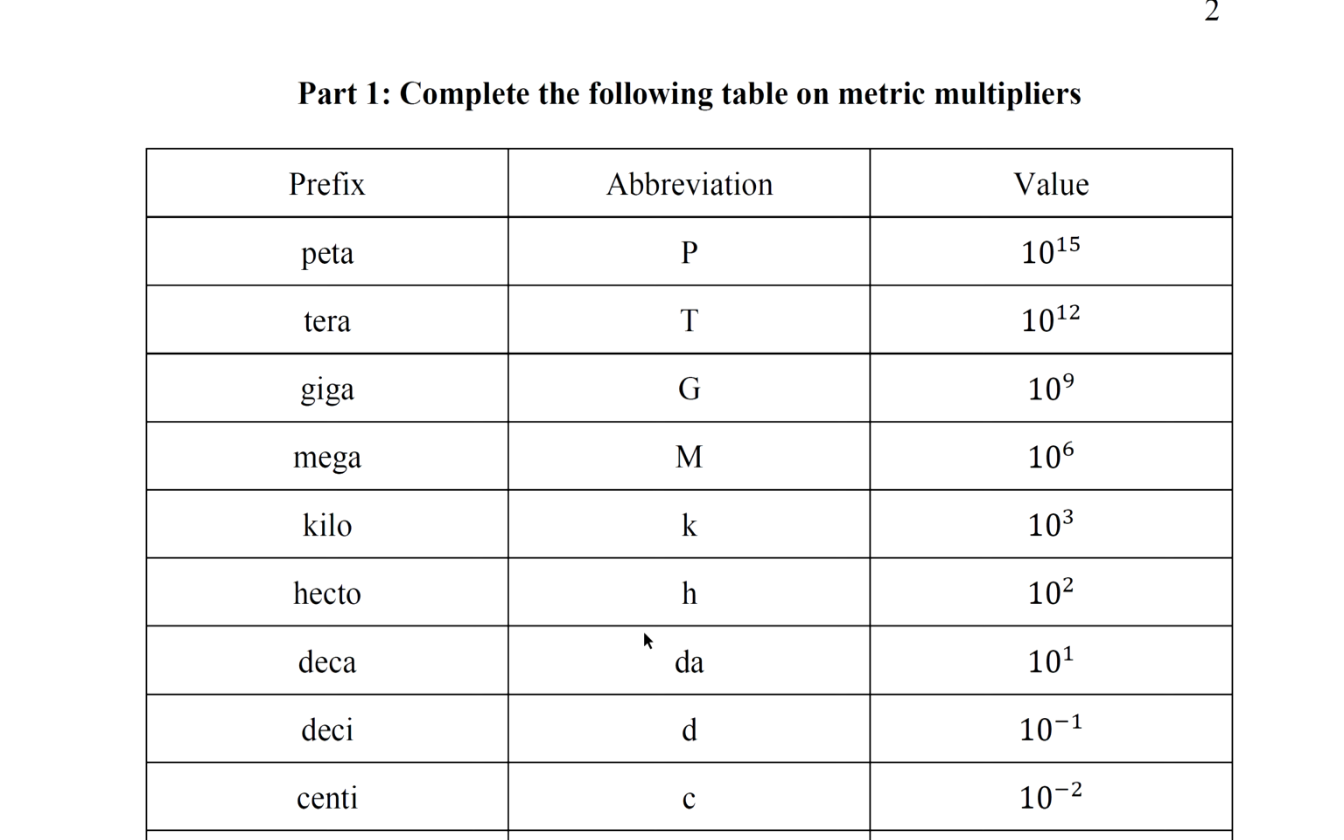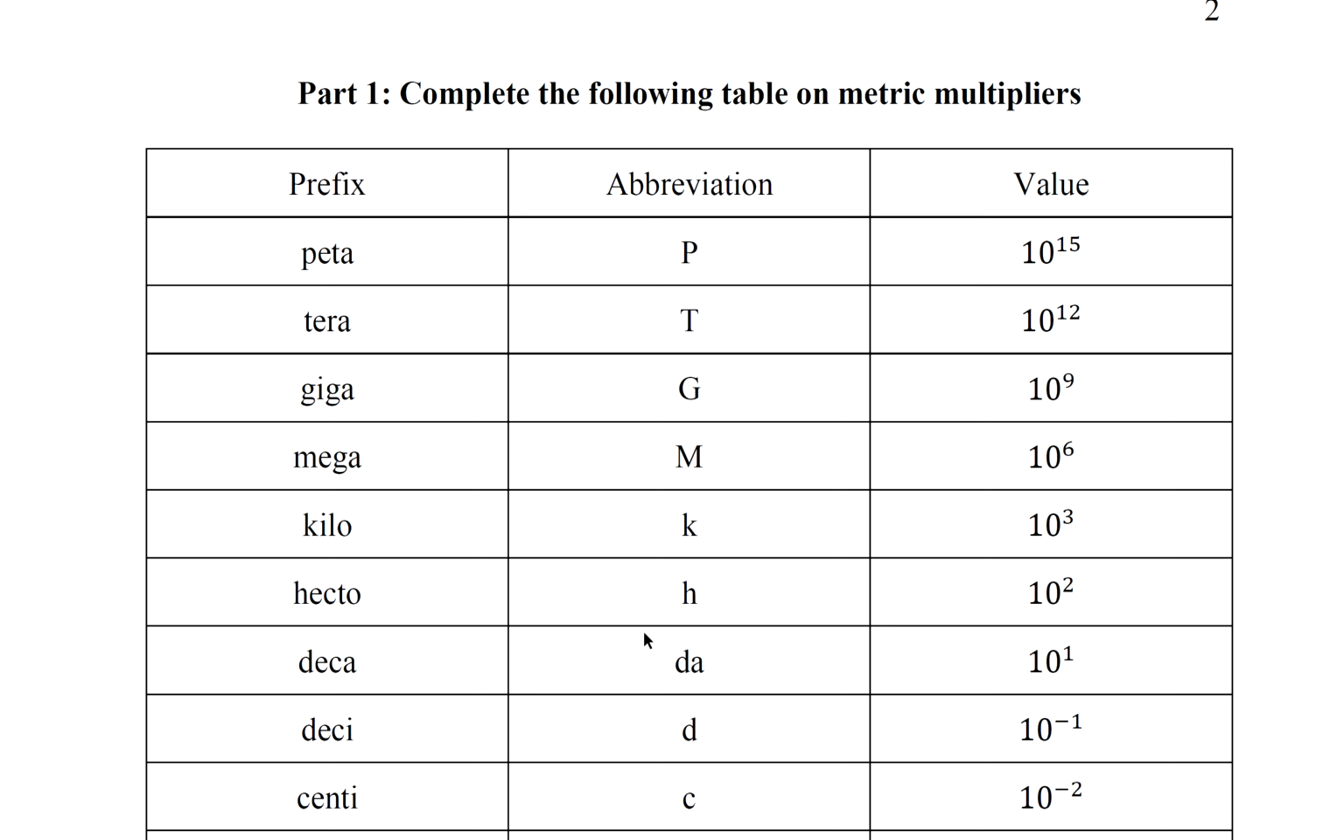So capital P is peta, it's times 10 to the 15, which is 15 zeros. Tera is times 10 to the 12, which is 12 zeros. You might have seen the word tera like terabyte, if you're into computers. Big G is giga, which is 10 to the 9, which is 9 zeros. You've probably seen gigabyte on like a laptop.